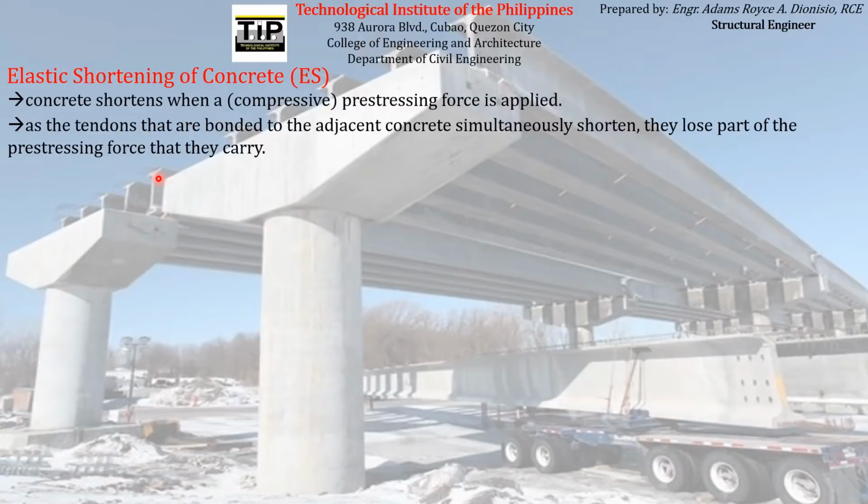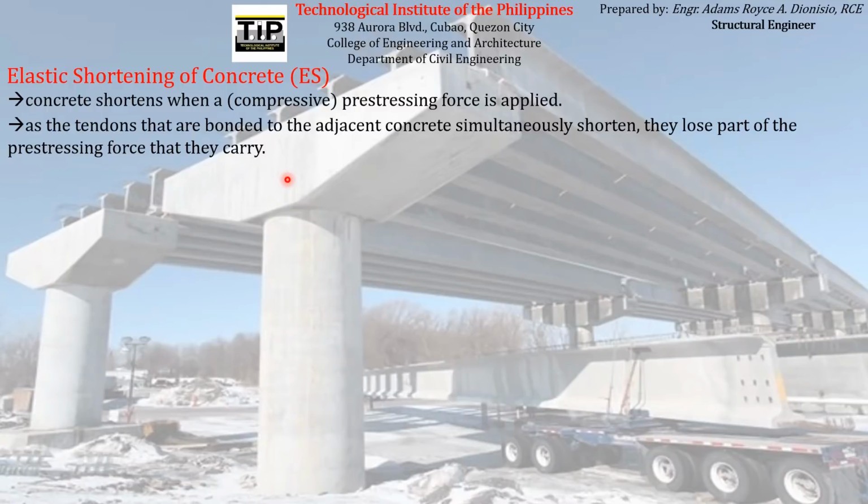So again, when the prestressing force is transferred from the prestressing reinforcement to the concrete element, the concrete tends to be compressed, thereby experiencing what we call shortening. And because the prestressing reinforcement is bonded to the concrete, the shortening that the concrete experiences will also be experienced by the prestressing reinforcement. Because of that shortening, it loses part of the prestressing force that it carries.